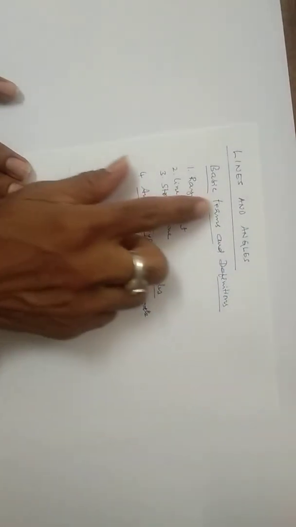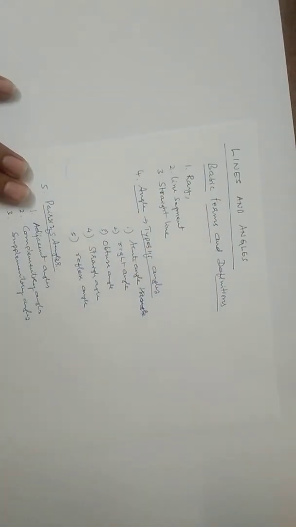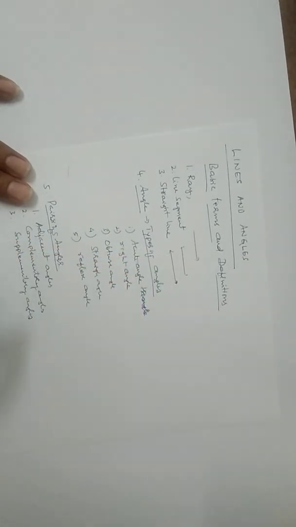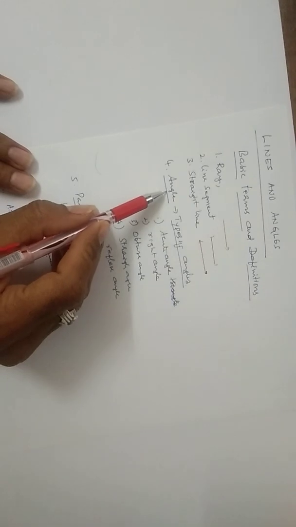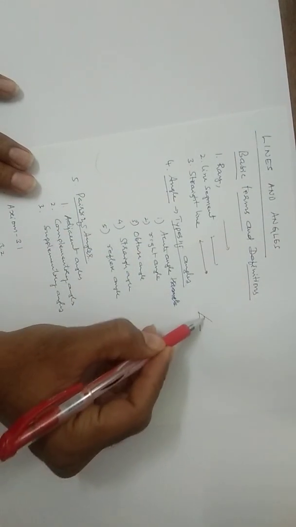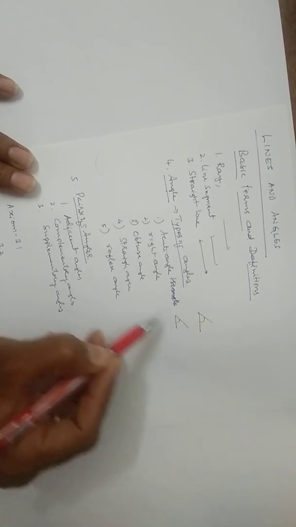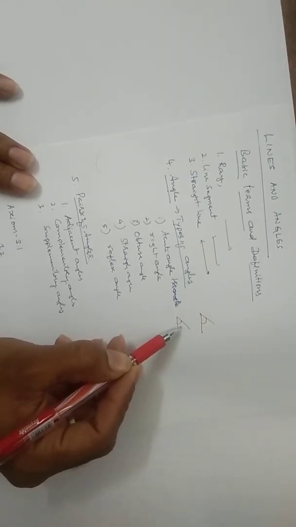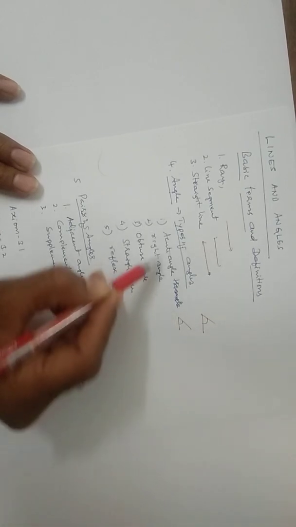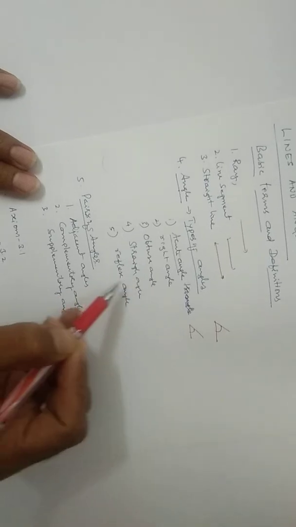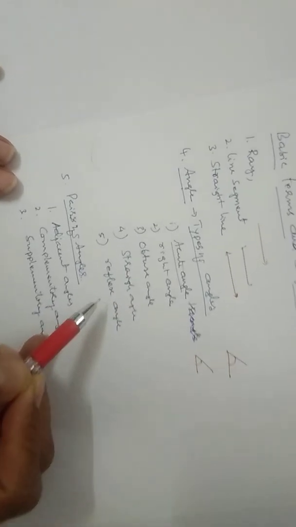In the chapter lines and angles, we already discussed basic terms and definitions: what is a ray, what is a line segment, and what is a straight line. We also discussed what an angle is and the types of angles. If the angle is below 90 degrees and above 0 degrees, that is an acute angle. The types of angle are acute, right, obtuse, straight, and reflex.